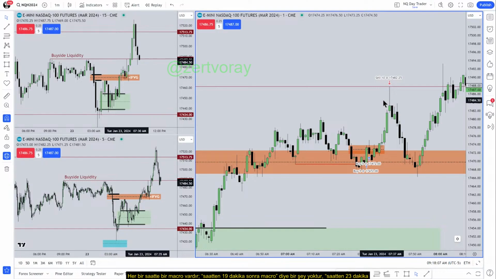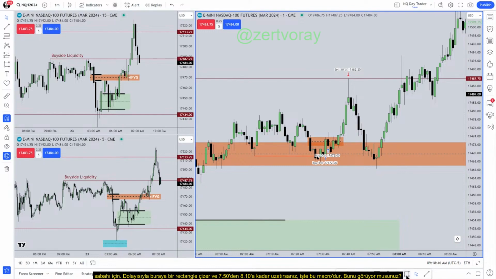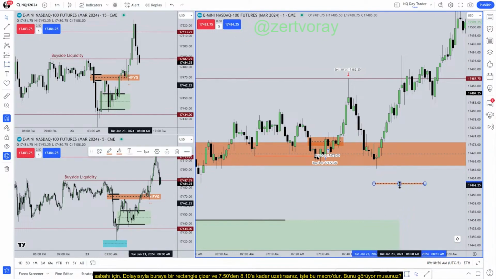There is no 19 minutes after the hour macro. There's no 23 minutes after the hour. A macro only exists 10 minutes before the top of the hour. That means, in this case, what time is this? It's 7:51. That's 9 minutes before the hour of 8 o'clock in the morning. So if we take a rectangle here and you go to 7:50 to 8:10, that is the macro.